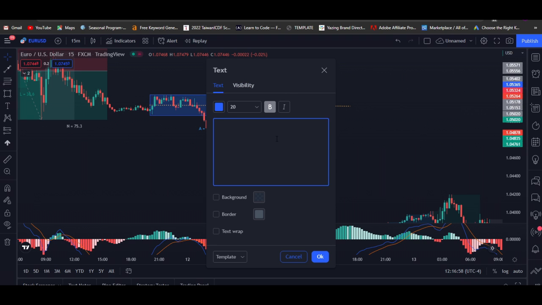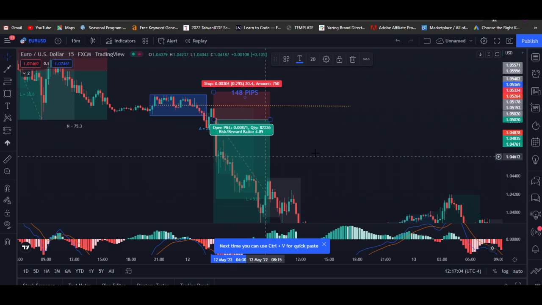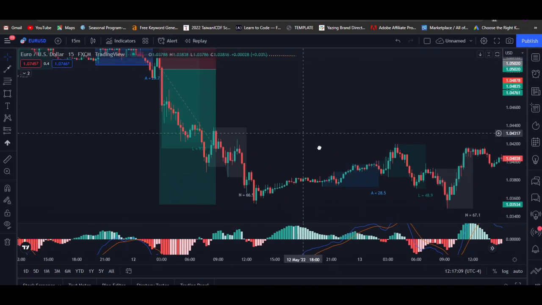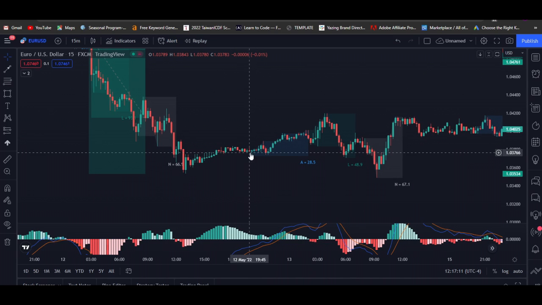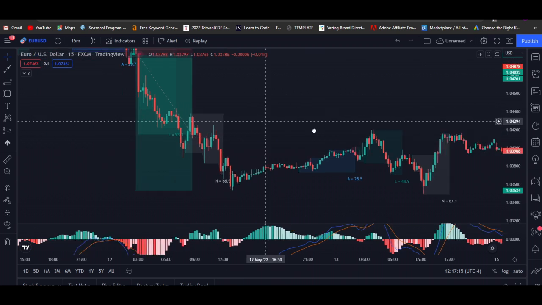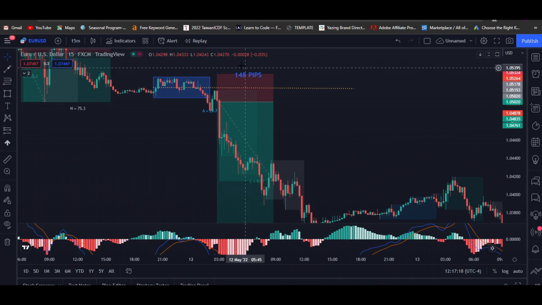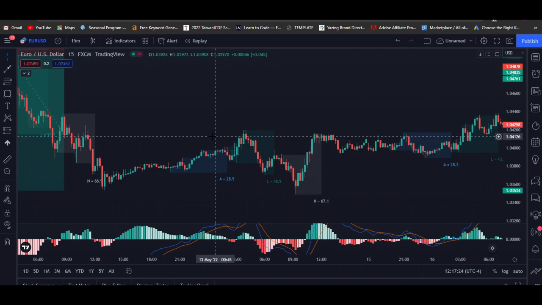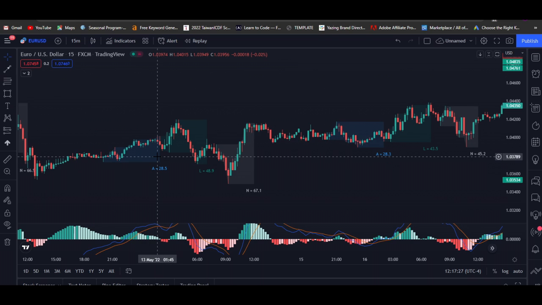So what was it again? 148 pips. Make sure 148 pips. So now we come in on the 13th and we're looking for a sell again. As you can see, price went down on May 11th, or May 12th, I mean. So May 13th we come in looking for a sell, and we actually got a normal selling setup right here.